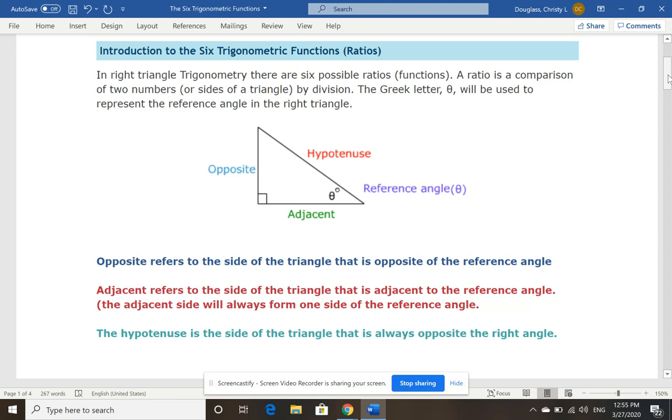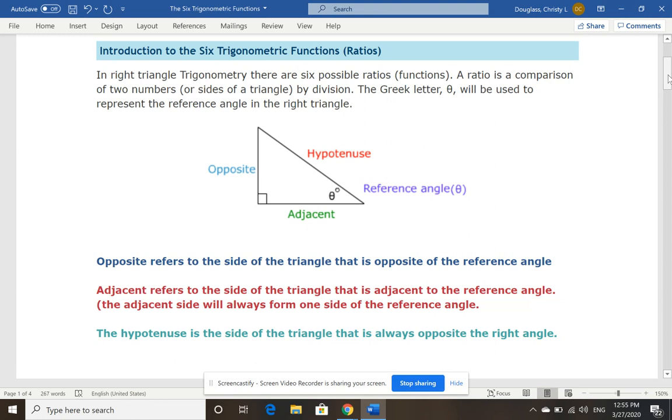So the Greek letter theta will be used to represent the reference angle, and that's just kind of like using a variable x for some unknown angle. Maybe the angle's 30 degrees or 45 degrees, but we don't know. So we're just calling it theta, kind of like we would use x for some unknown number in algebra.